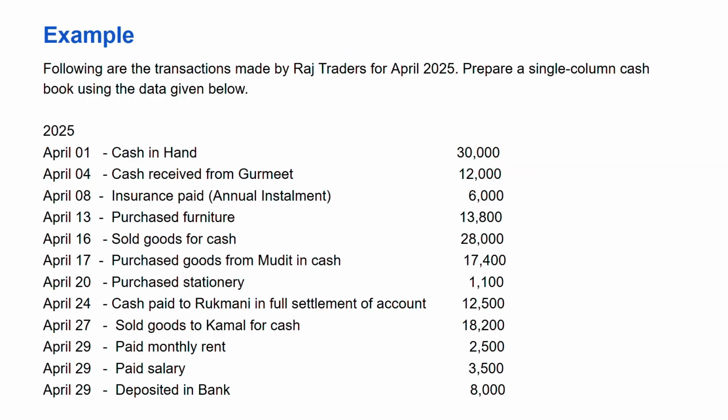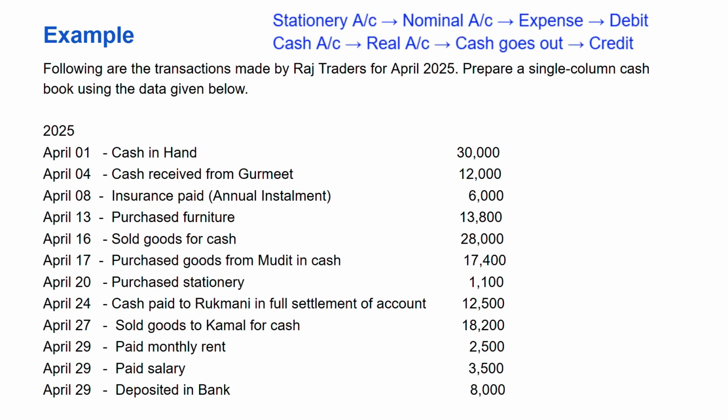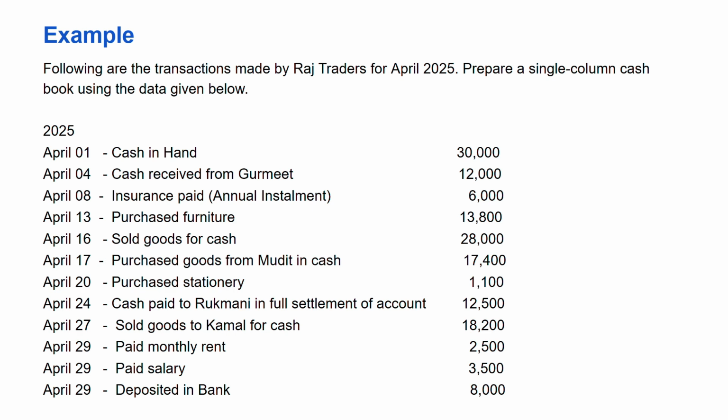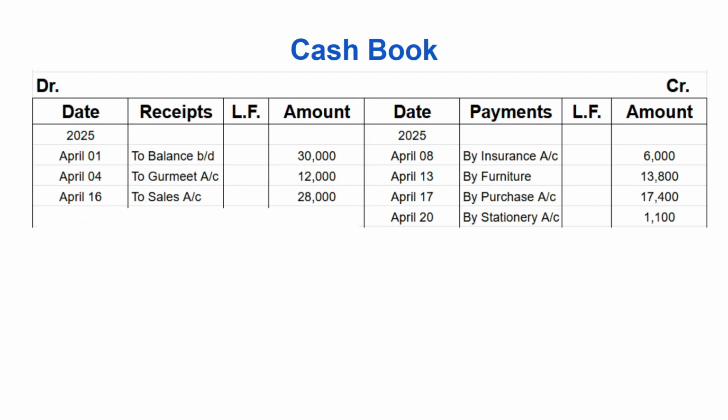April 20, purchased stationery 1,100. Here the two accounts affected are stationery account and cash account. Stationery account, it is nominal account because it is an expense, so debit expenses and losses. And cash account is real account, and cash goes out of the business, so credit what goes out. Let's see how we'll record it. April 20th, by stationery account 1,100 on the credit side because cash goes out of the business. So credit side, corresponding entry, by stationery account.